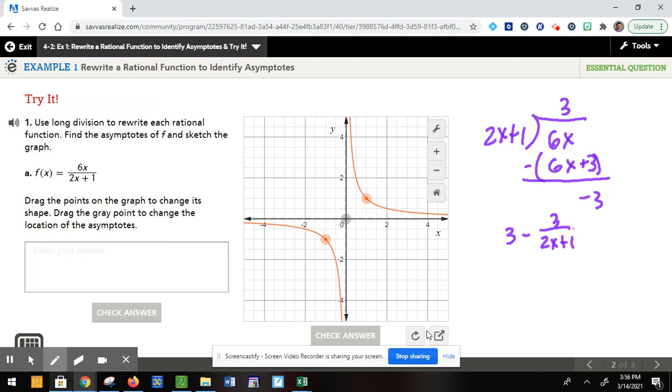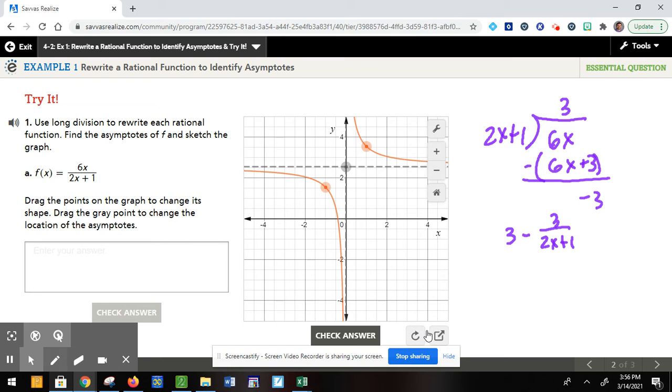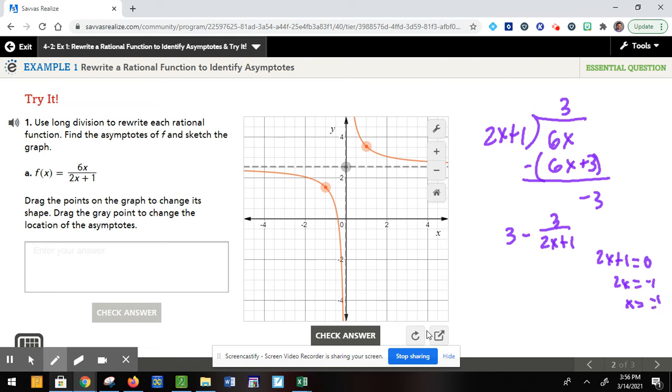Again, that tells us a couple things. First, that 3 here tells us that the whole thing gets shifted up 3. So the horizontal asymptote is now at y equals 3. That's the first part. The denominator tells you what the horizontal shift is. So set 2x plus 1 equal to 0. Subtract 1, you get 2x equal to negative 1. Divide by 2, you get x equals negative 1/2.